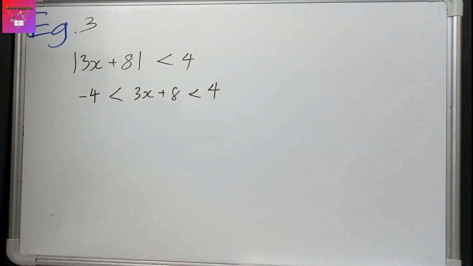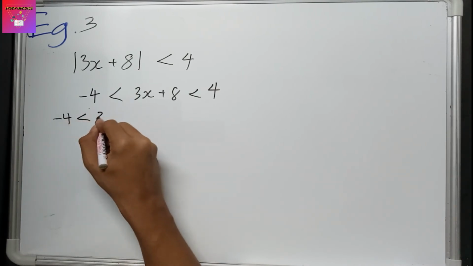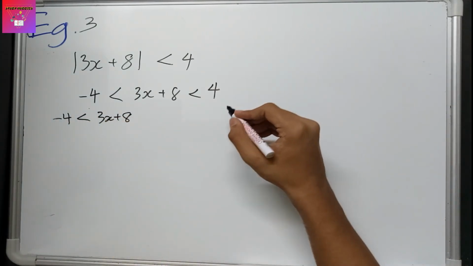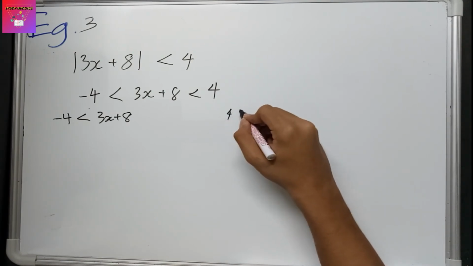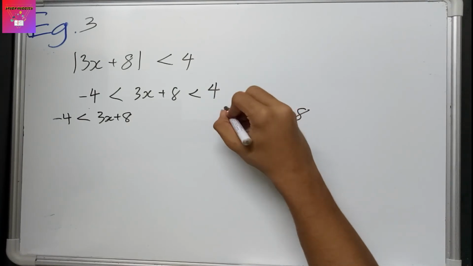So once you get it in this format, you have to split into two, as how we solve a normal inequality question. So when you split into two, you're going to get negative 4 is less than 3x plus 8, and on the other hand, you're going to get 4 is greater than 3x plus 8.